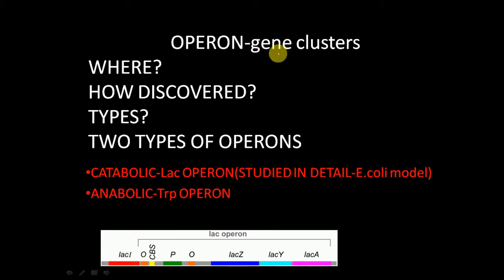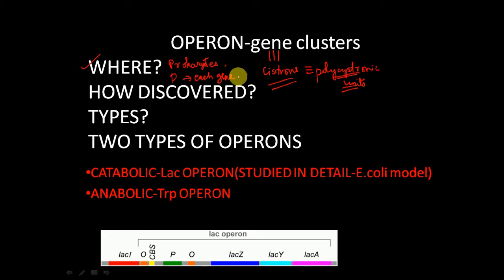To begin with, I would like to say that genes and cistrons, these two terms are used synonymously. When we say gene clusters, we can also say polycistronic units. So our operons are basically polycistronic units. Where are they found? Mostly in prokaryotes, because when we talk about eukaryotes, they like to keep monocistronic units. That means one promoter for each gene. So it's basically found in prokaryotes. There are exceptions though.